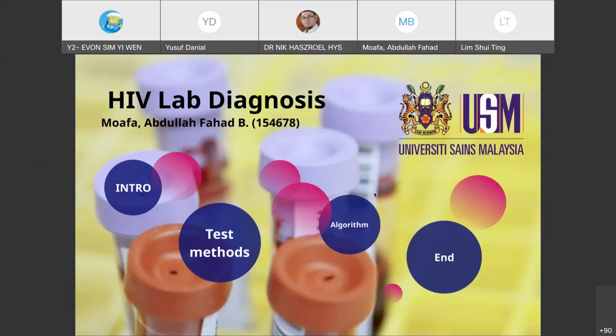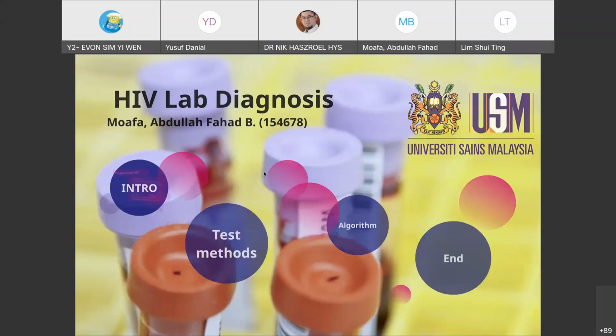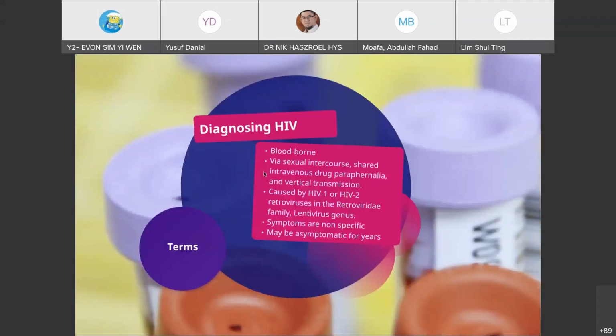We're going to have a little bit of an intro to the approach and some important terms, and then we're going to dive into the test methods, which include the serologic and molecular methods, as well as why you can get some false positive and false negative test results in HIV testing. And then we're going to apply all the knowledge to the algorithm test strategy and also the seroconversion of each test.